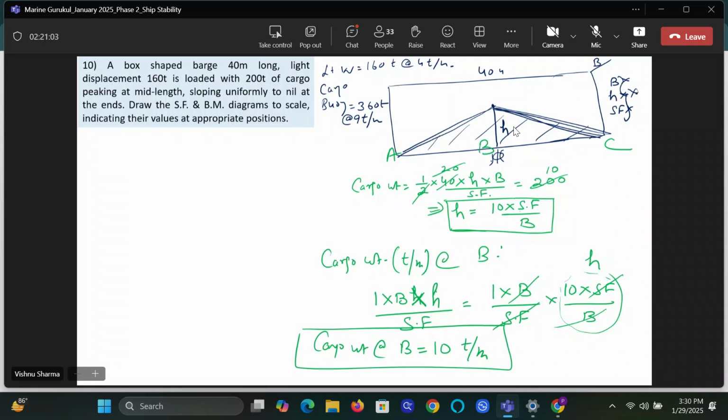So now you have light displacement, you have buoyancy, and you have the cargo weight at A, B, and C. And now can you draw the SFBM diagrams for this? Yes, sir. This question is not in the list I have sent to the class. So if you want, you can take a screenshot. And if you've understood, then it's fine. Whichever way you are comfortable.